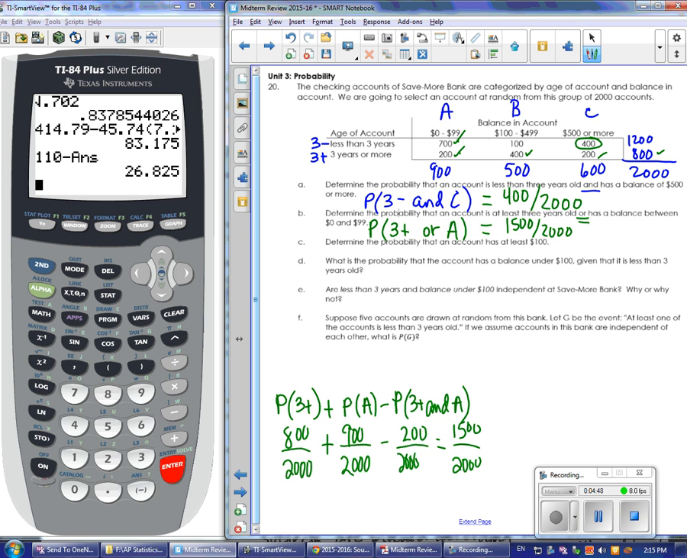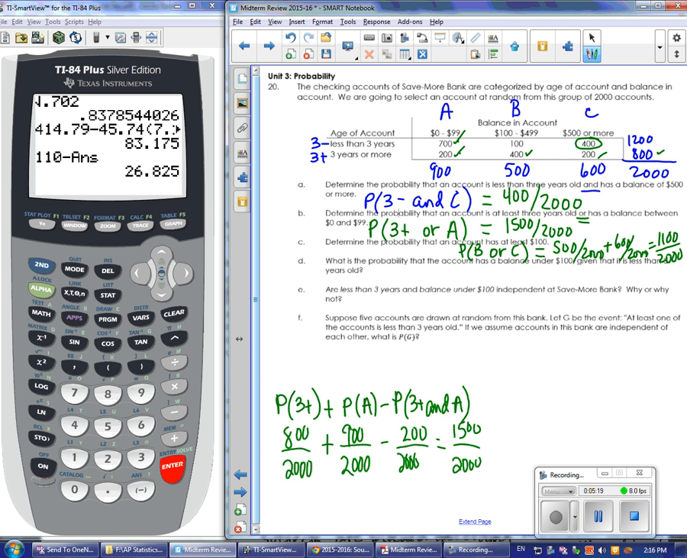In letter C, it says determine the probability that an account has at least $100. So that's going to include all of the accounts that are in B and C, or C. So we're looking at the probability of B or C, which would basically be 500 over 2,000 plus 600 over 2,000, which would be 1,100 over 2,000. And those events are disjoint.